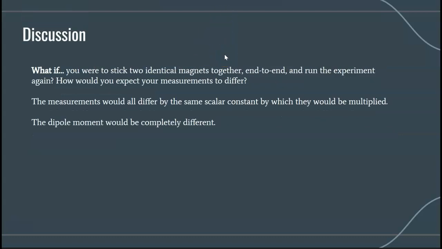What if you were to stick two identical magnets together, end to end, and run the experiment again? How would you expect your measurements to differ? The measurements would all differ by the same scalar constant by which they would be multiplied, and the dipole moment would have been completely different.